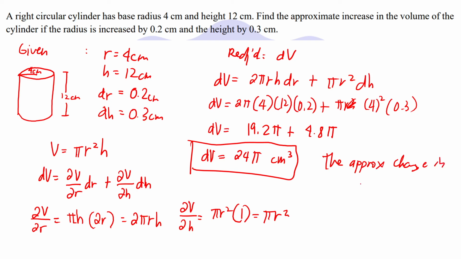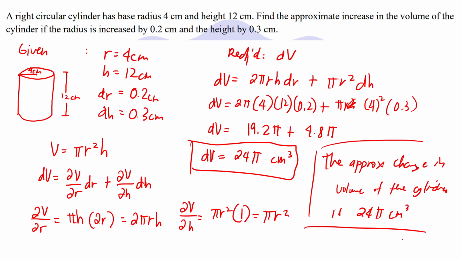Change in volume of the cylinder is 24 pi cubic centimeters. Any questions? Okay, this one is fairly easy, maybe a bit difficult, same as in module 3, no? It just takes a bit longer because of the manual calculation. But the concept is that we're using total differentiation.